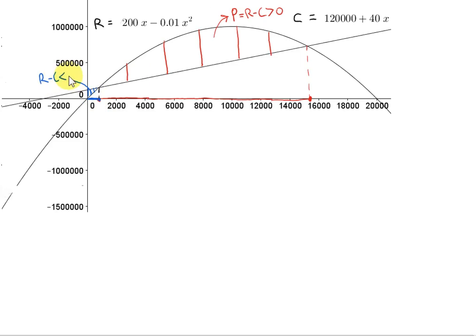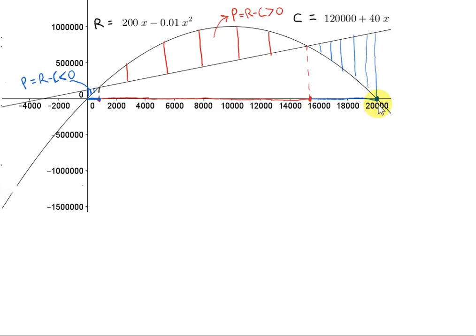So r minus c will be negative. So the profit is negative. A negative profit is a loss. So the profit is revenue minus costs. So that's the situation there, and we see it over here as well. For this region here, the cost function is above the profit function. So we have all this region here.